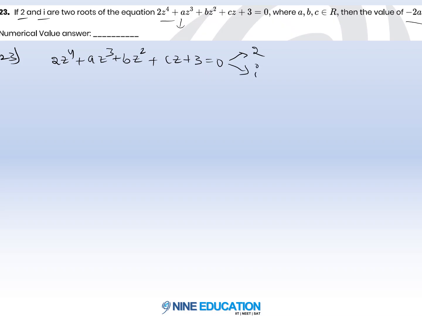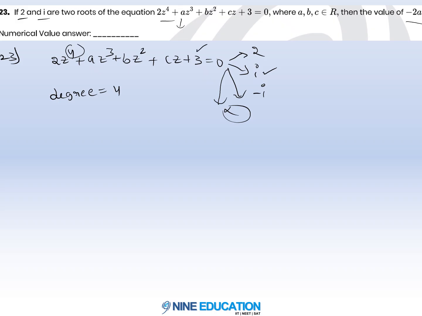We know its degree is 4. So there will be 4 roots, in which one root is complex number. See, we know complex roots will always exist in conjugate pairs. So if one root is I, its conjugate also will be one of the roots, which is minus I. Okay, let's consider one more root as alpha. Okay, so these are the 4 roots. So let's try to find this alpha value.